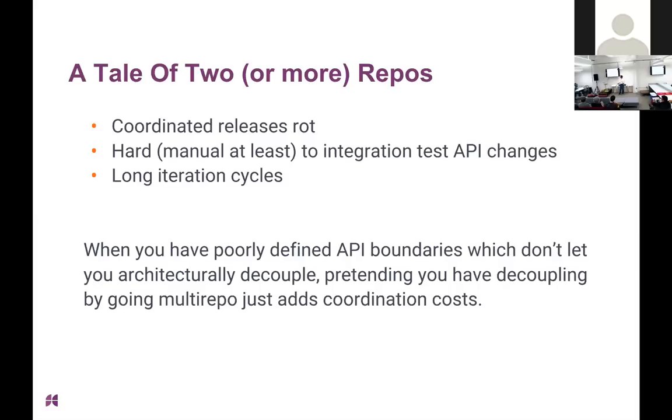And so, when you have API boundaries that don't give you strong decoupling, you pretending you have decoupling by going multi-repo is just shooting yourself in the foot ergonomically, right? You're setting yourself up to take these coordination costs kind of where they are the most painful.